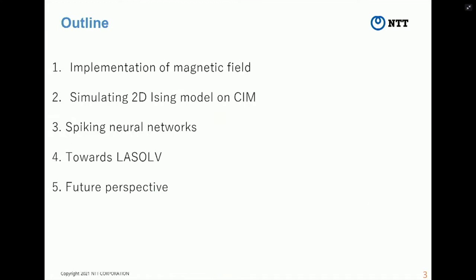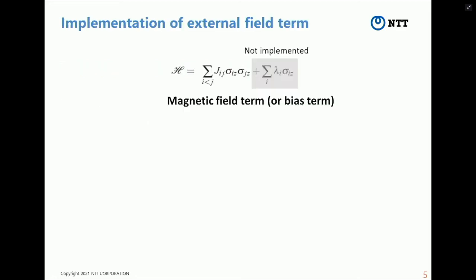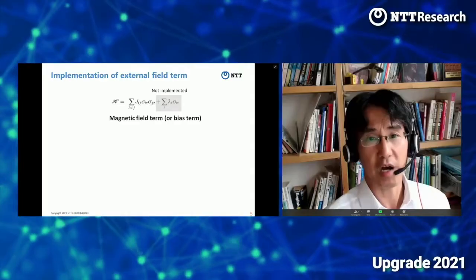So in this talk, I'd like to briefly talk about our recent experiment as basic research on the CIM. And also, I'd like to talk about our effort to realize a computation system based on the concept of the coherent Ising machine. So let me begin with the first one, which is the implementation of the external field term.